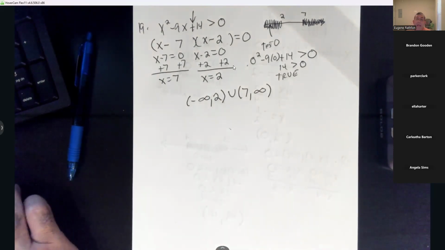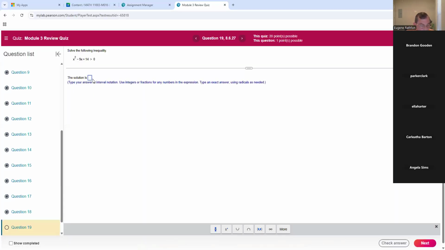All right, y'all. So you would put that into that thing. You would come back. You do parentheses, negative infinity, comma 2, close parentheses, and then union parentheses from 7 to positive infinity. And then close your parentheses. Okay?